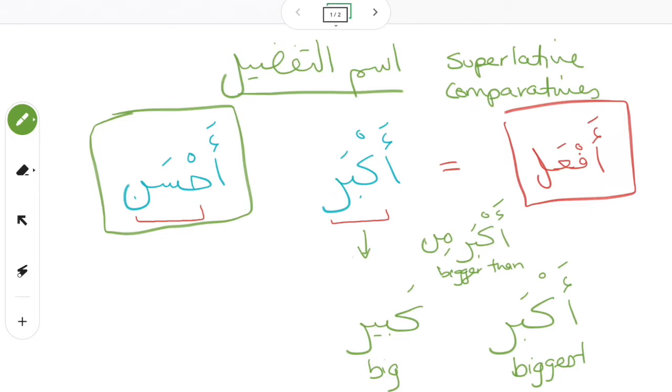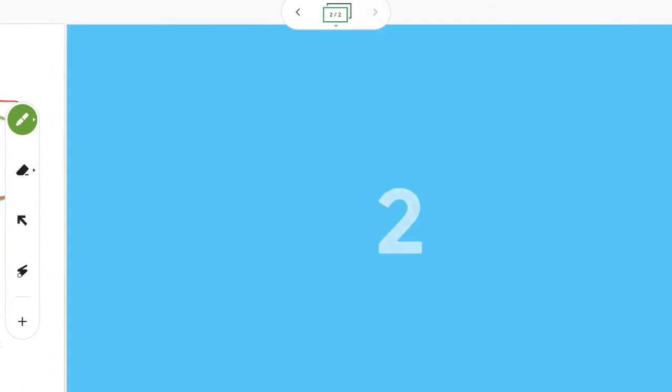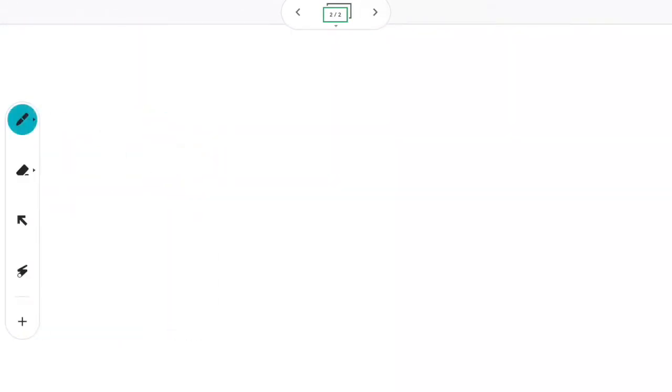So if I look at this word, ahsan, it's the same thing. It means the best, or if I say ahsan min, better than. So let's talk about how we get to this pattern right here. I'm going to show you a couple of words.